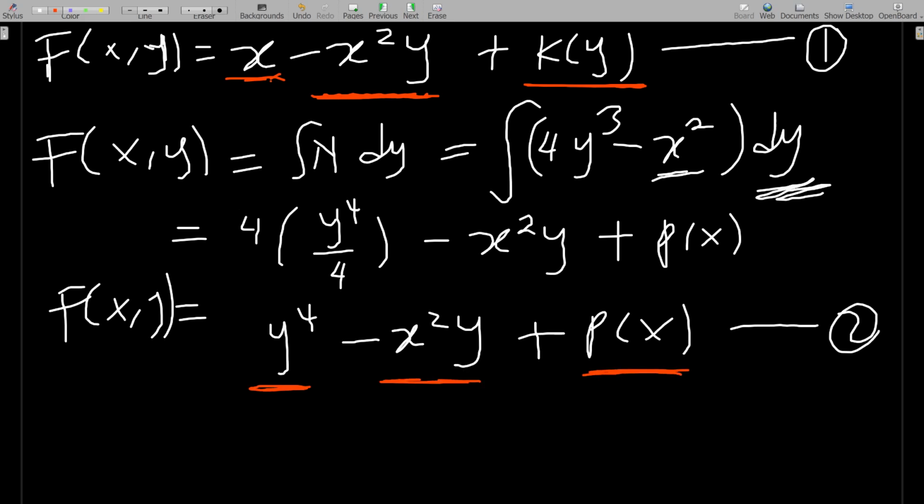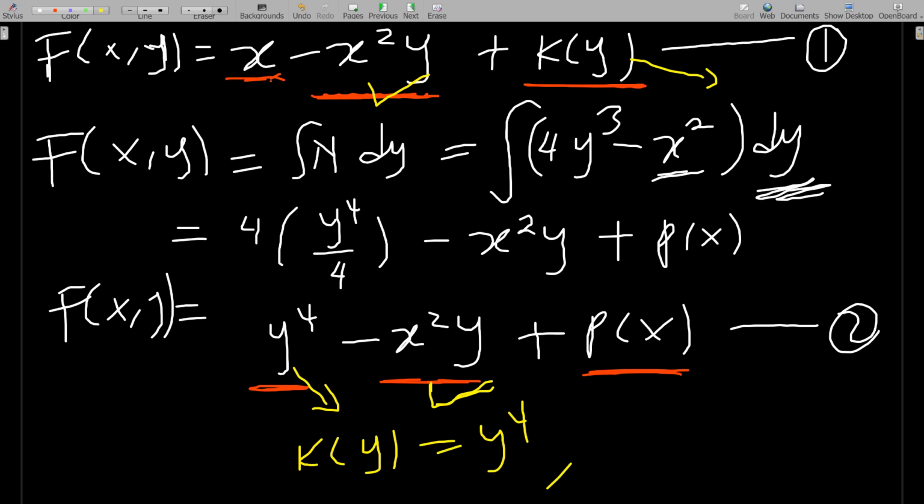Look through the two equations, you realize that this particular term, let me mark it with the yellow pen, is found here and is also found here, meaning the rest of the terms are the individual constants. Now I realize that this k of y should be a function of only y, so when I come to the second one, this should be that function. So k of y should be equal to y to the power 4.